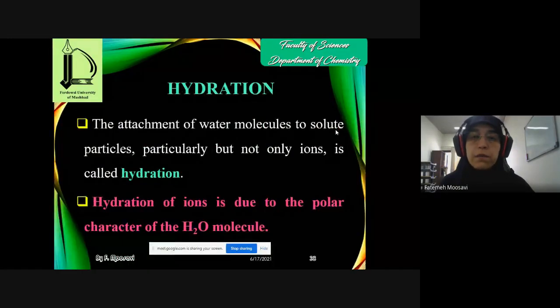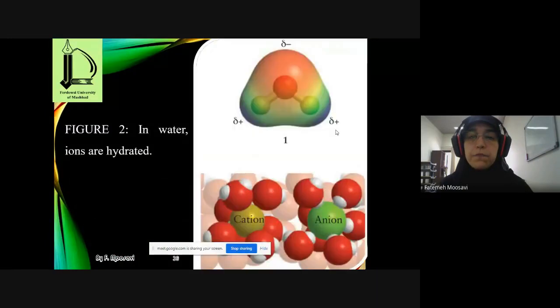To understand it in more detail, please see this figure. In water, the oxygen atom has partial negative charge, while hydrogen atoms have partial positive charge. In the solid, we have anion and cation with full charges, full negative charge or positive charge.